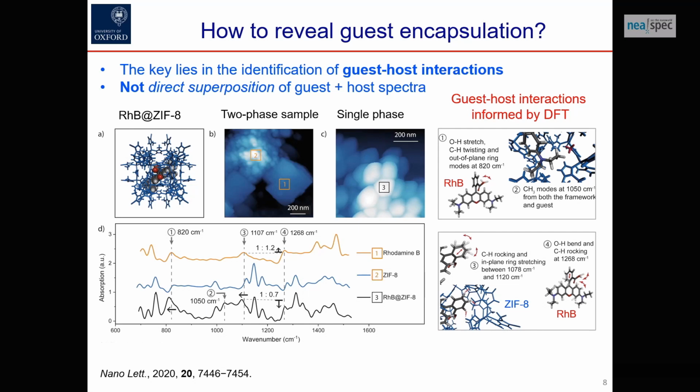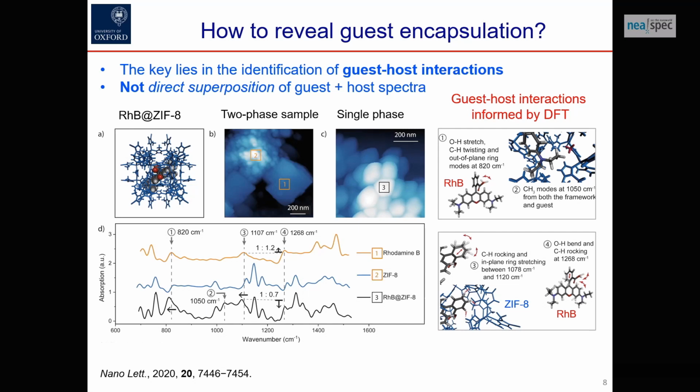How to reveal guest encapsulation, the next step. So we could have a rhodamine B trapped inside. This is just a cartoon. But it depends on how you make the materials, right? You say a composite, well, you can mix things up. They could form, of course, a two-phase material like this.